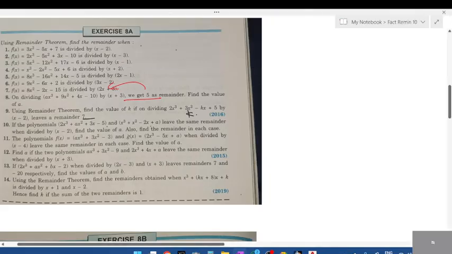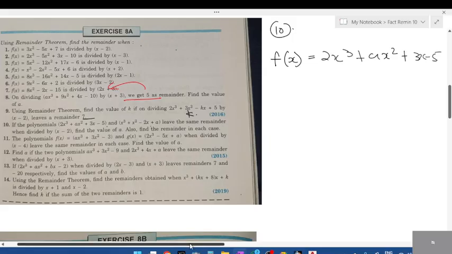10th question. How many equations are given, students? In the 10th question, how many functions are given? Two polynomials. So take two polynomials, one divisor is given. We have to show two calculations. Take two functions, f of x, g of x. F of x is equal to 2x cube plus ax square plus 3x minus 5.